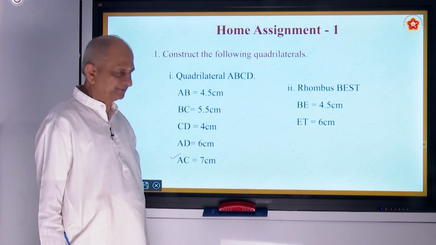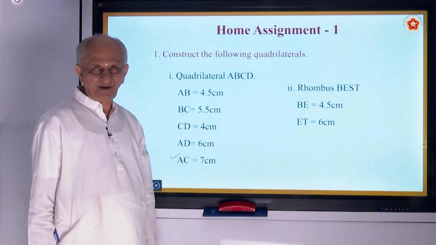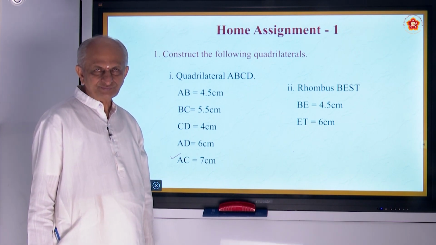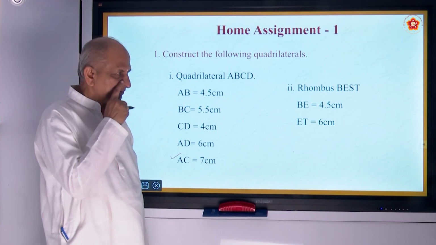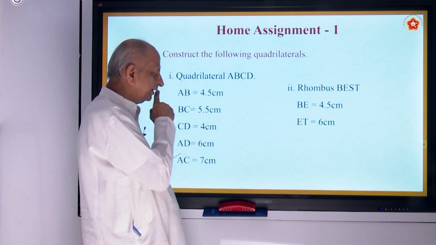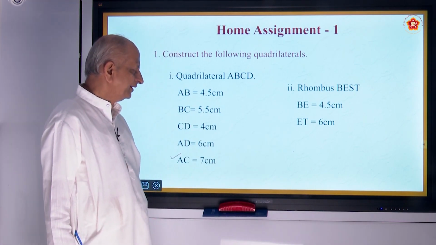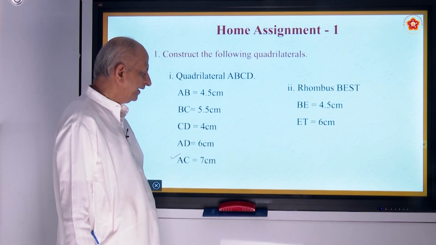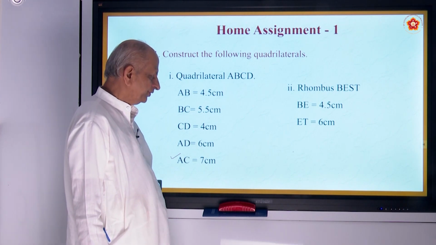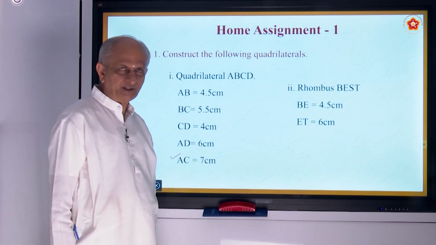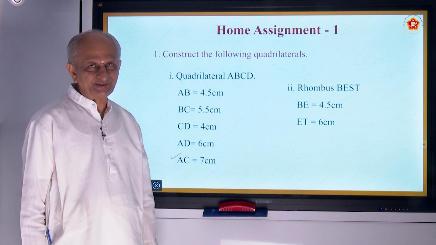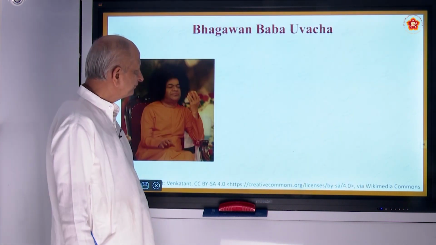Second one, rhombus. What is the property of rhombus? You already studied that. You can make out, here all the sides are equal. One side is given, one diagonal is given. Using that you have to construct. Can you do it? Now let us see what Bhagavan Baba says.